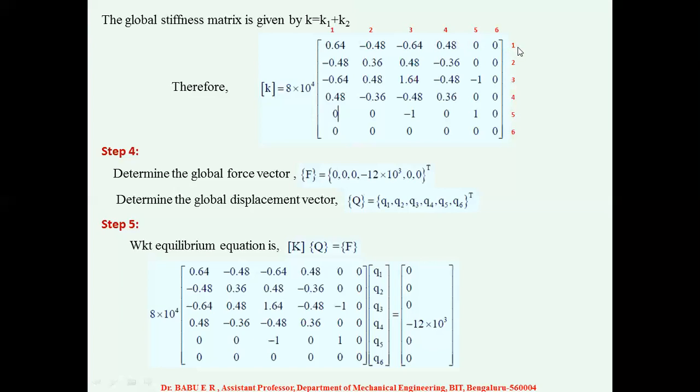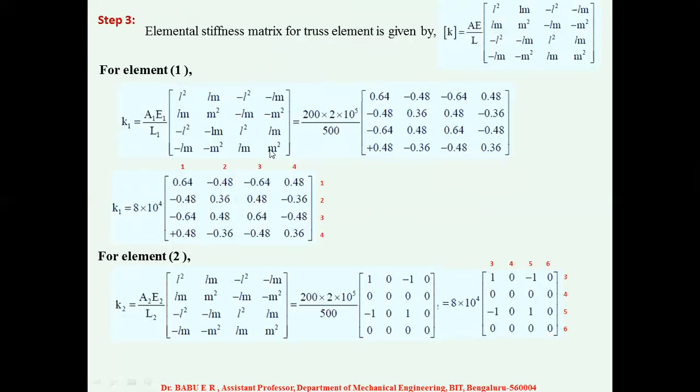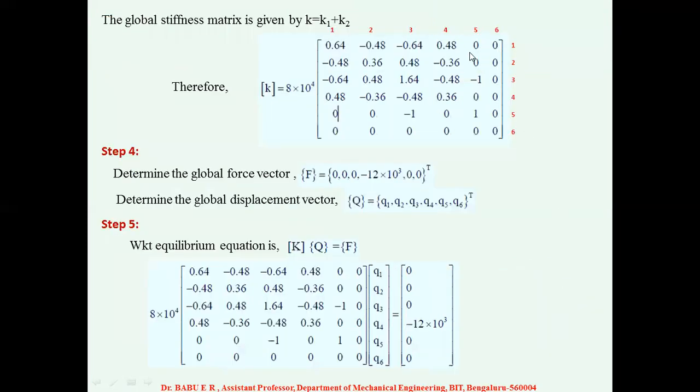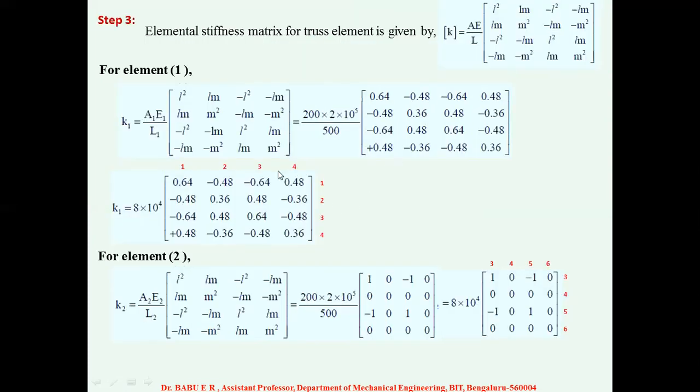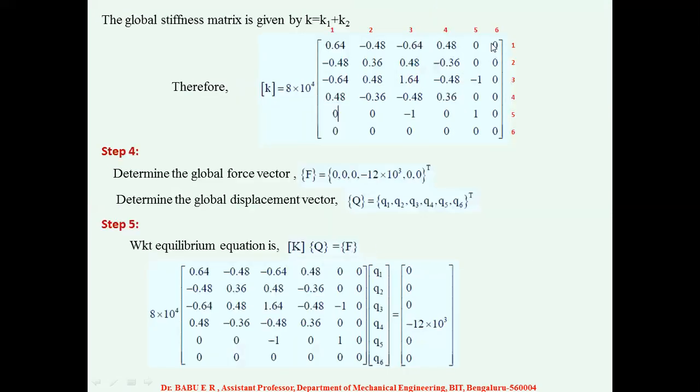Go for 5 cross 1. So when you go for 5 cross 1, here we don't have any 5 cross 1. Here also we don't have any 5 cross 1. So you enter it as 0. Again, go for 6 cross 1. So when you go for 6 cross 1, here it is not there. Here also it is not there. You enter it as 0. So we got the first row. So write the first row as the first column.